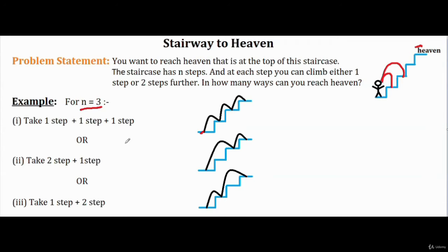Let's say we take one step, again one step, and again another one step to reach the top. Or take a big long 2 step at the start and then one step to reach the top. Or perhaps take one step and then a 2 step further to reach the top. These are the only possible different ways to reach the top. And hence, for n equal to 3, we need to return our output as 3.